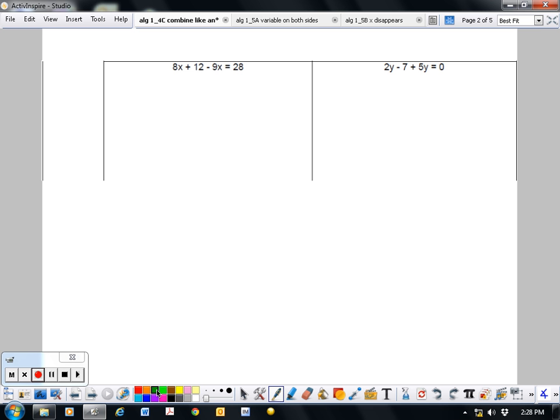Same ideas, same practice. We draw our line. I look at this side. I've got this 8x, and then I have the minus 9x. So 8 minus 9 is negative 1. So this is negative 1x, and then I still have that plus 12. I combined these two together, and that's equal to 28. Now I've got my normal two-step equation. I move my 12 to the other side. Since it's plus 12, I minus 12.